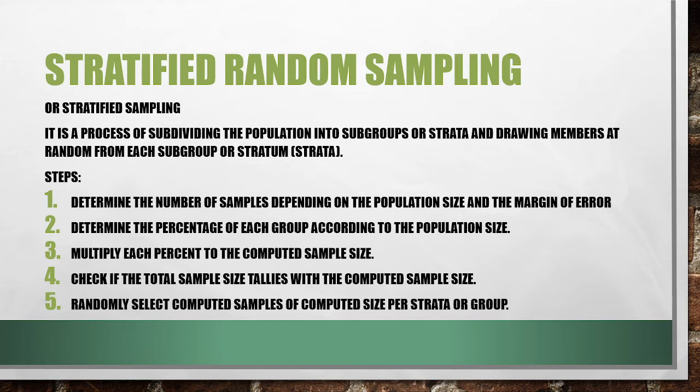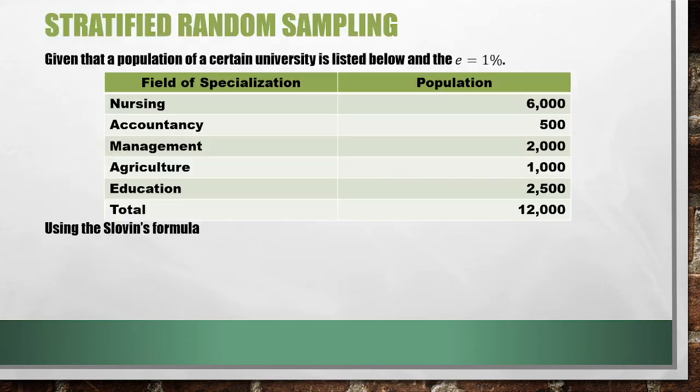And then, the last step, same with simple random sampling and systematic sampling. Randomly select computed samples of computed size per strata or group. Meaning to say, at this point, after number 4, we just computed how many members of each strata or group will be selected. But for number 5, dito na papasok yung random selection or randomly selecting individuals per strata. So by strata, pwedeng ganito siya, ano?